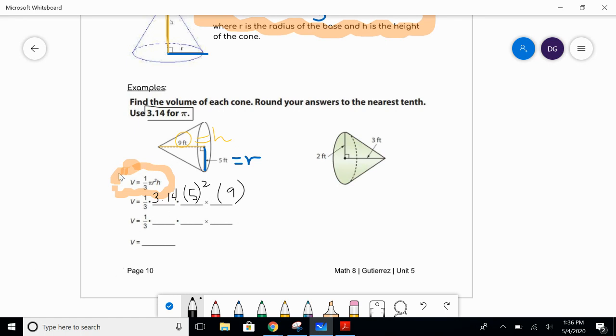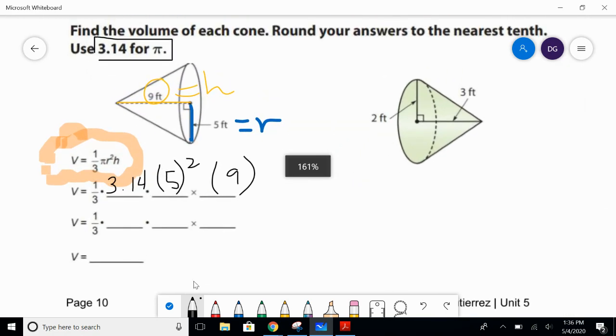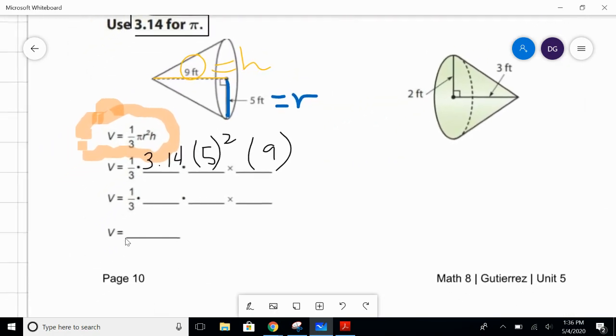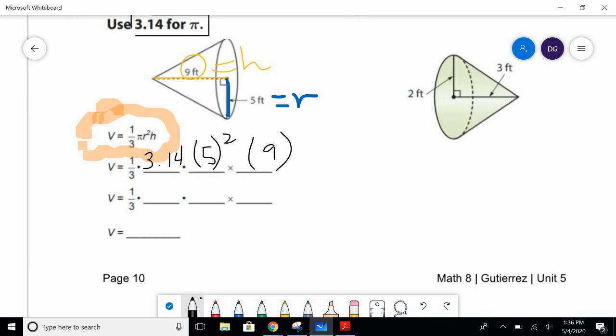So all we are doing here is plugging in what we know, right? 1/3 stays 1/3. Pi we turn into 3.14. R squared is 5 squared. H is our height, which is 9. So what we want to do from here is simplify where we can. So we have volume is equal to 1/3 times 3.14 times 5 squared. Remember that just means 5 times itself. So 5 times 5 is 25, and we still have that 9.